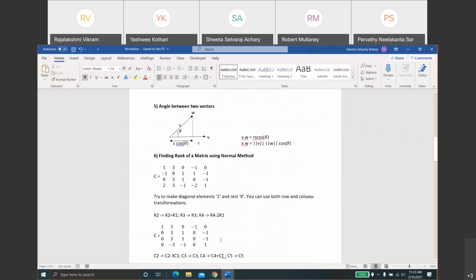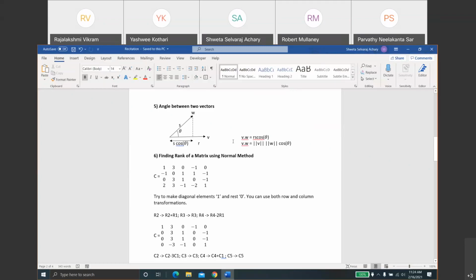Let v be a vector of length r parallel to the x-axis, and let w be a vector of length s which is making an angle theta with v. When you make a projection of w on v, what will it be? Using trigonometry, you know it is s cos theta. So the length of the projection of w on v is s cos theta.